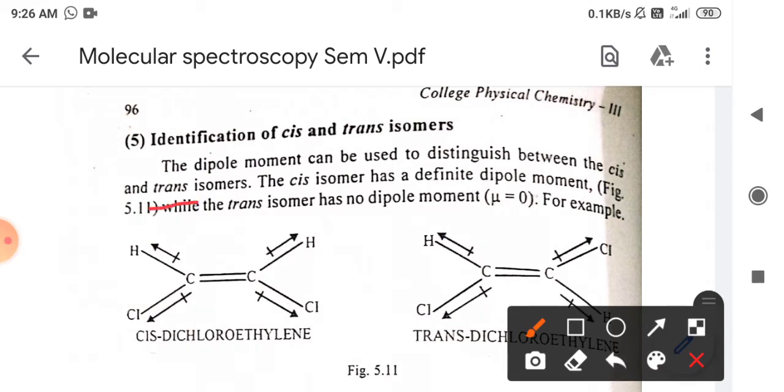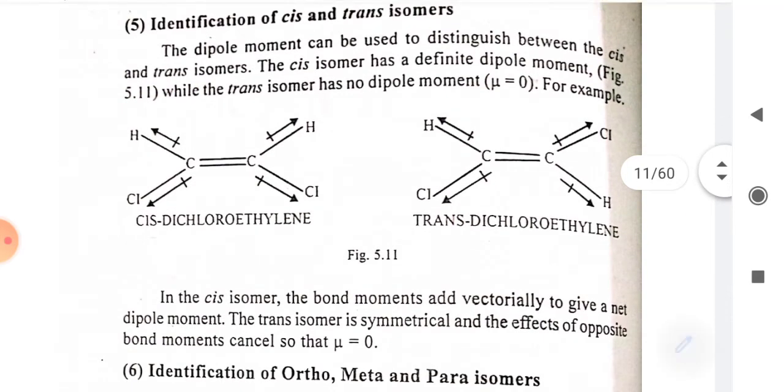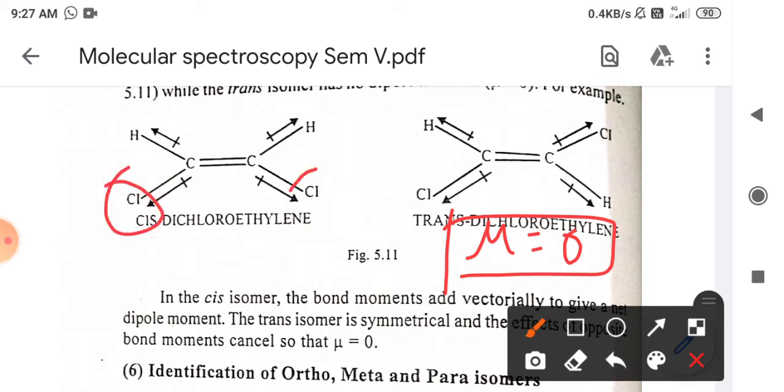So how can we use this? We all know that cis isomers are asymmetrical and trans isomers are symmetrical. Previously we have seen that if the molecule is symmetrical, then we can expect zero dipole moment. So the dipole moment is zero for the trans isomer because it is symmetrical, and for the cis isomer, since these two atoms are on the same side, they will pull electronegativity towards themselves, so they will show a certain amount of dipole moment.